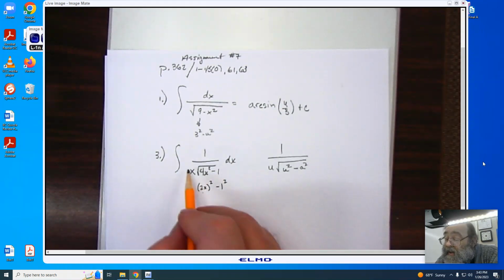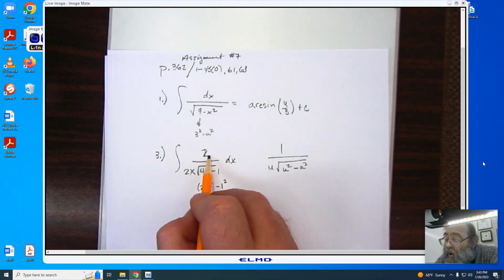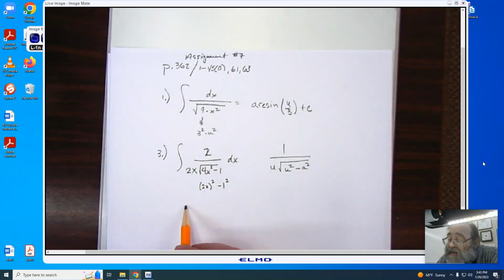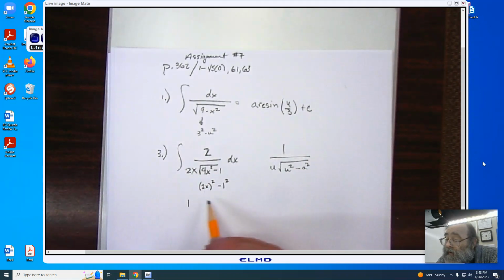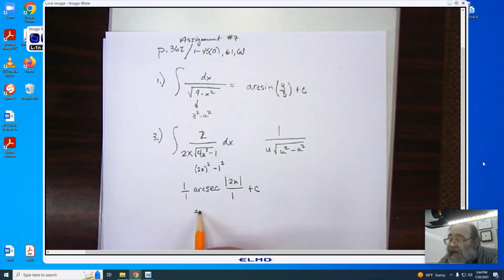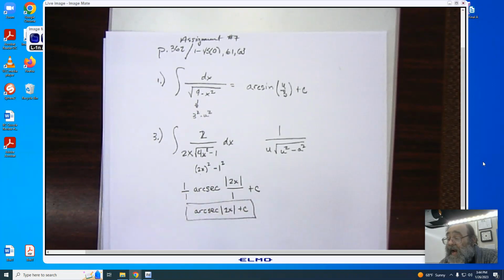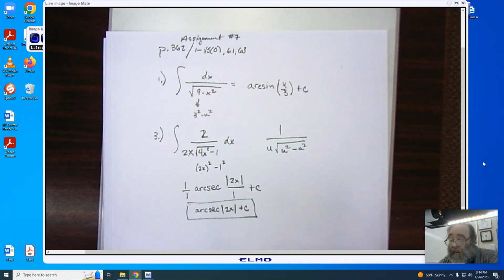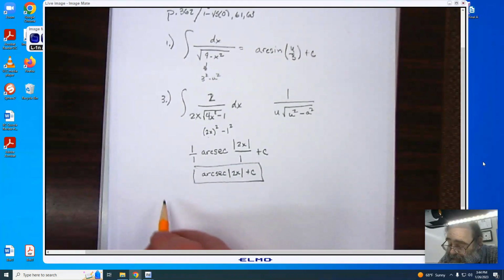Now the way we deal with this, we multiply by 2 over 2, and now I can say that I have 1 over a, which is 1 over 1, times the arc secant, absolute value, 2x over 1 plus c. And I'm going to simplify that to the arc secant, absolute value 2x, plus c. And that's my answer for number 3. Let's go ahead and go to number 5 now.